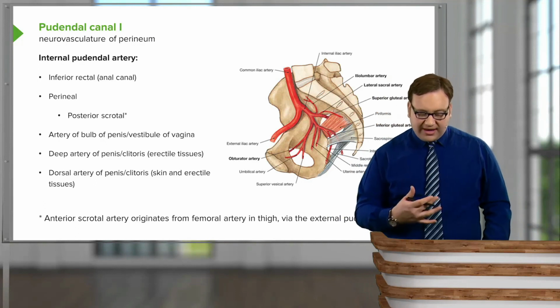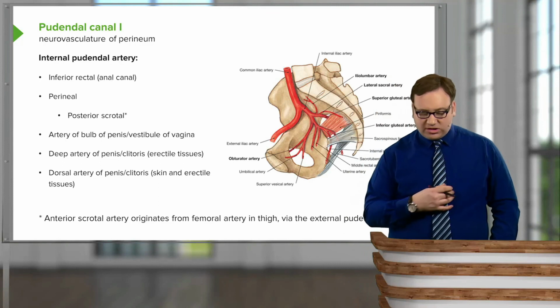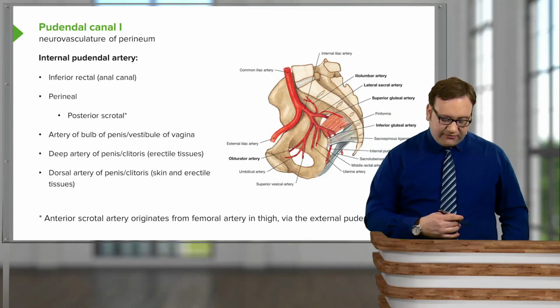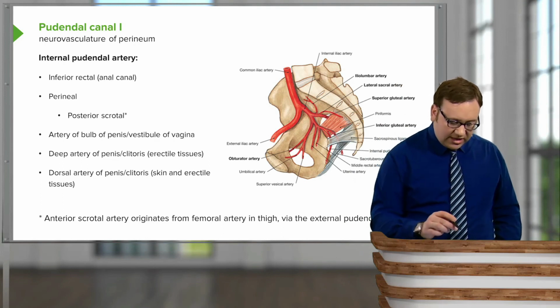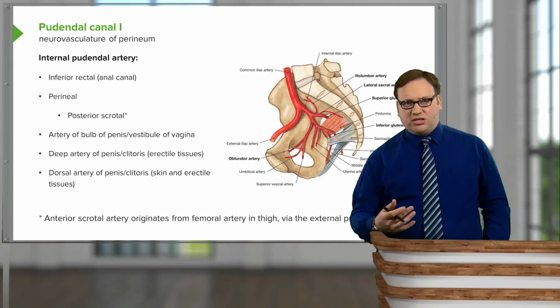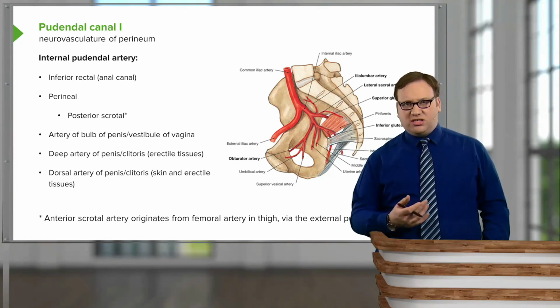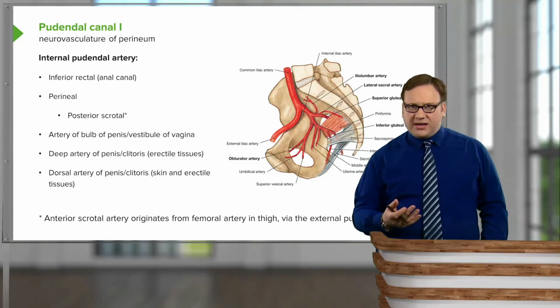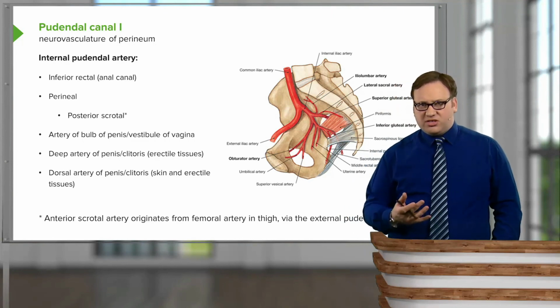I'm not going to mention the veins, but the veins will follow a similar course to that of the artery. So the internal pudendal artery is going to give rise to the inferior rectal arteries that go to supply the anal canal. It's going to give a perineal branch that goes to supply structures in the perineum. And this will branch off to the bulb of the penis or the vestibule of the vagina, the bulb of the vestibule.